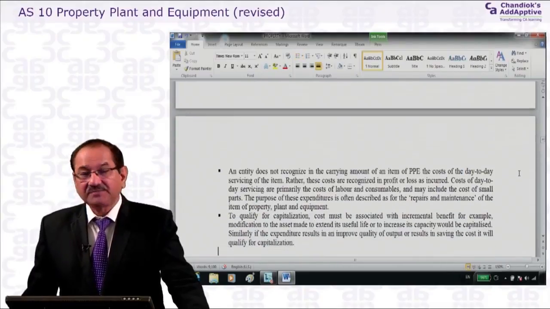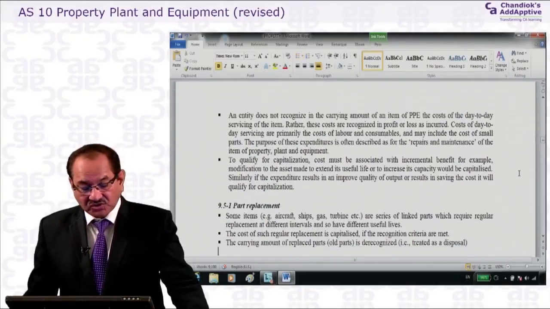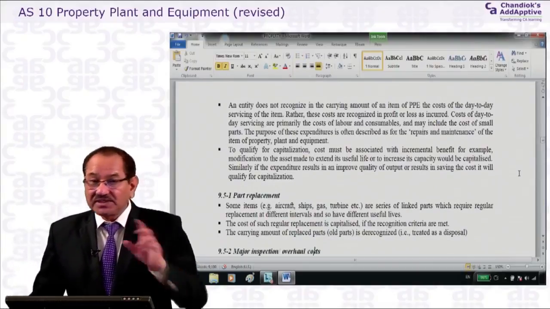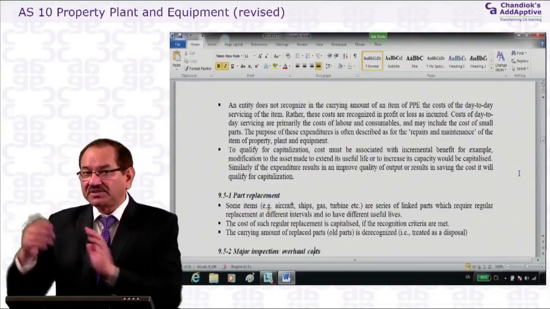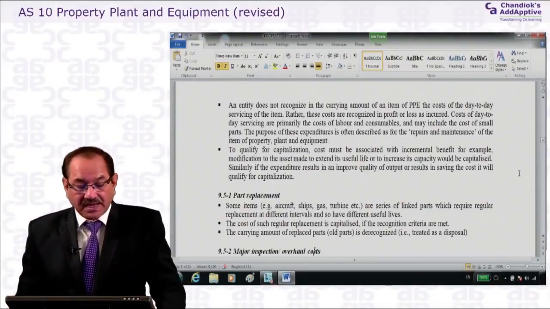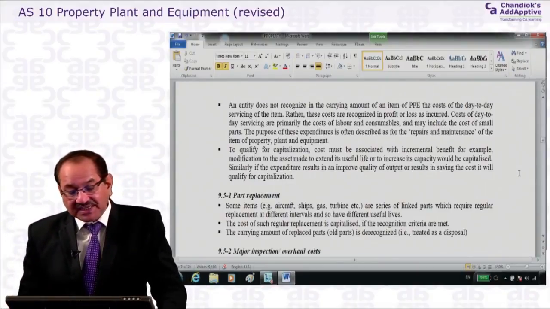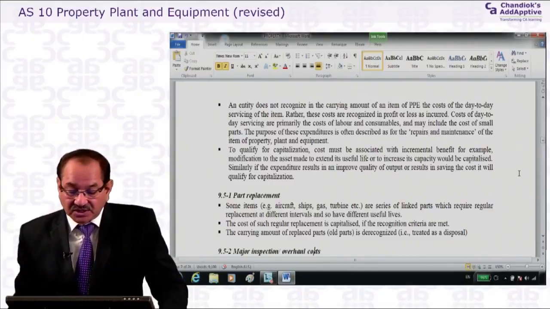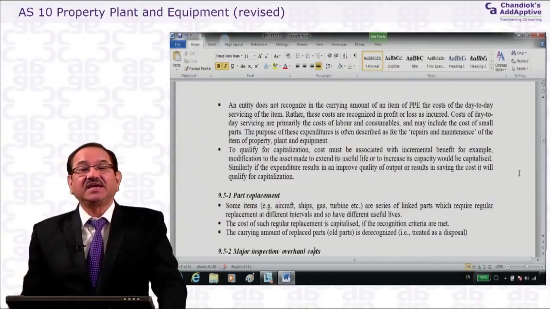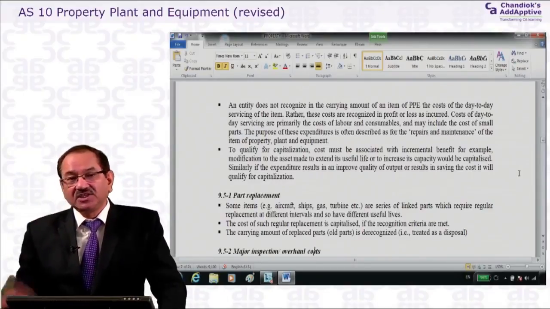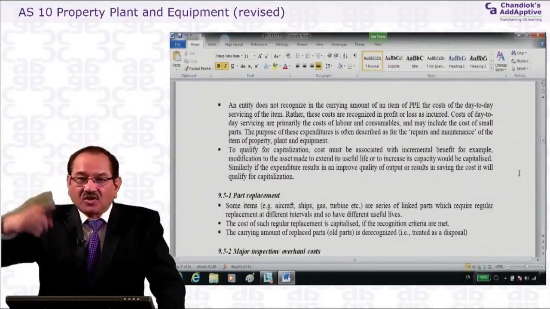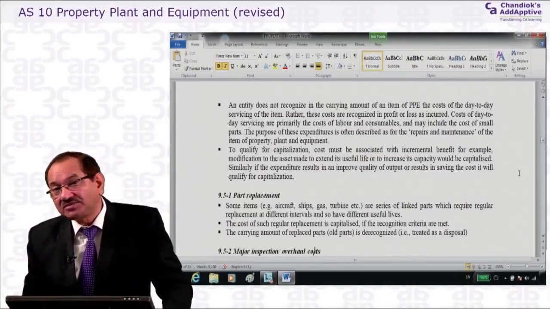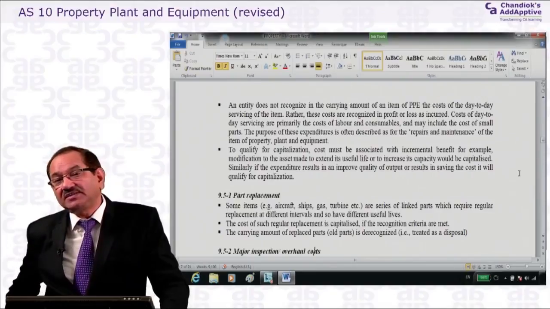Now, what are the principles in that and how to distinguish whether it's a repairs and maintenance which has to be written up in the profit or loss, or whether it's a capital expenditure which has to be put in the balance sheet. An entity does not recognize in the carrying amount of an item of PPE, means it will not be capitalized, the cost of the day-to-day servicing of the item. If it is a repairs and maintenance, it will not be recognized in the cost of the assets. Rather, these costs are recognized in the profit or loss. Repairs and maintenance costs are recognized in profit or loss.